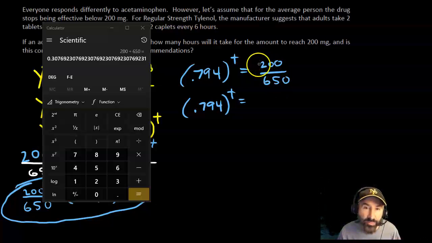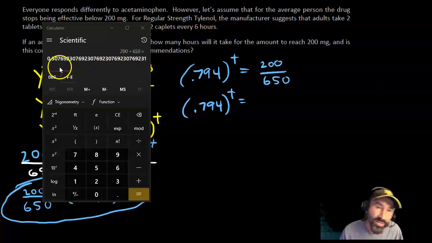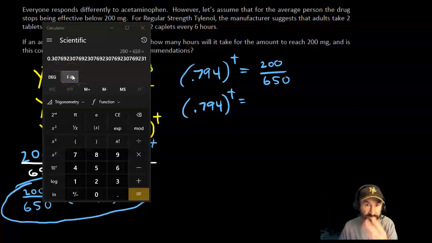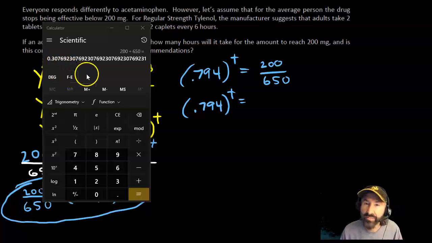Then the other thing is, once we get to 20 over 65, we can then go ahead and divide the top by 5 and divide the bottom by 5, and we get 4/13. Again, we're not entirely sure what decimal that is, so we'll go ahead and look over here. So when I do 200 divided by 650, I get 0.3076 blah blah blah. We're going to round it to 3 decimal places because we did that with the 0.794. What do you think that's going to be rounded to?